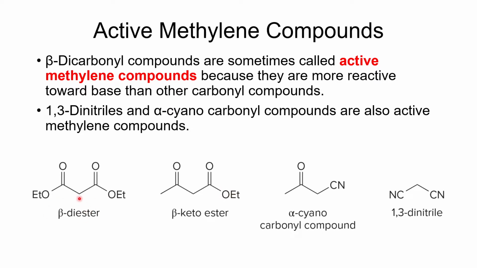Let's see, this beta-diester has a pKa at around 13. This beta-keto ester has a pKa close to, let's see, 11. This one, I don't know the exact value for it, but it's going to be close to 11. And this 1,3-dinitrile acts similar to a diketone. It also will have a pKa at around 11. So because that is fairly acidic, it's easy to deprotonate these, and then you can use them as your nucleophiles.